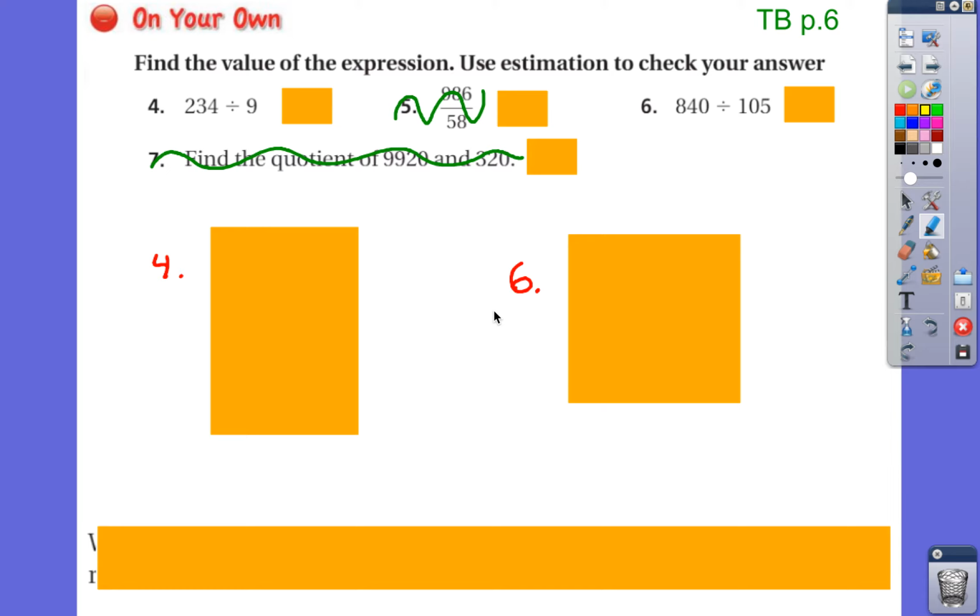Okay, you should have just completed the On Your Own problems on page 6, problems 4 and 6. Let's take a moment and go over those answers before we move on.